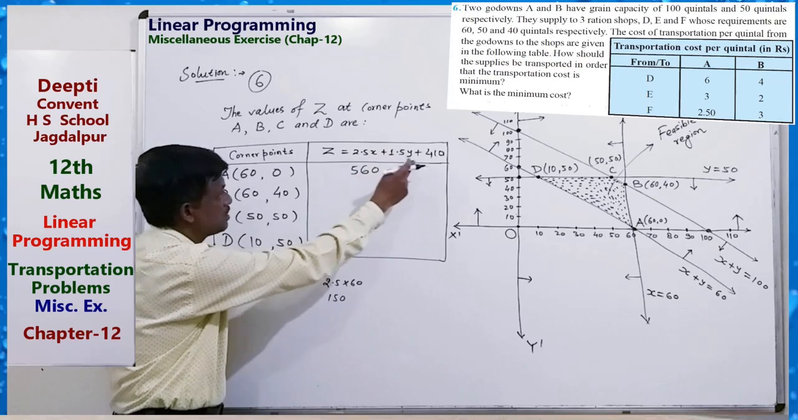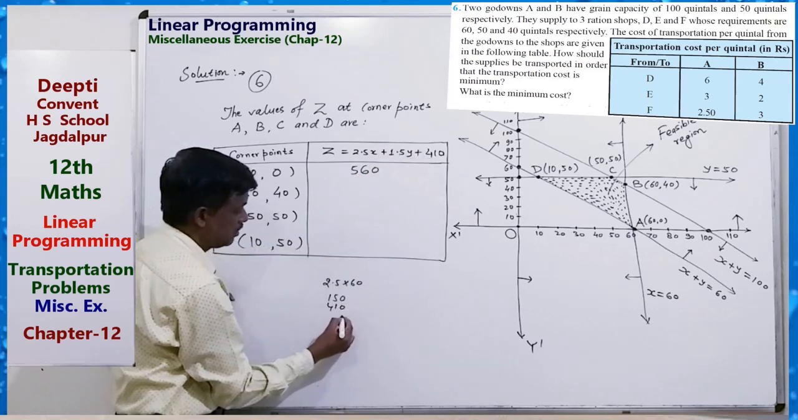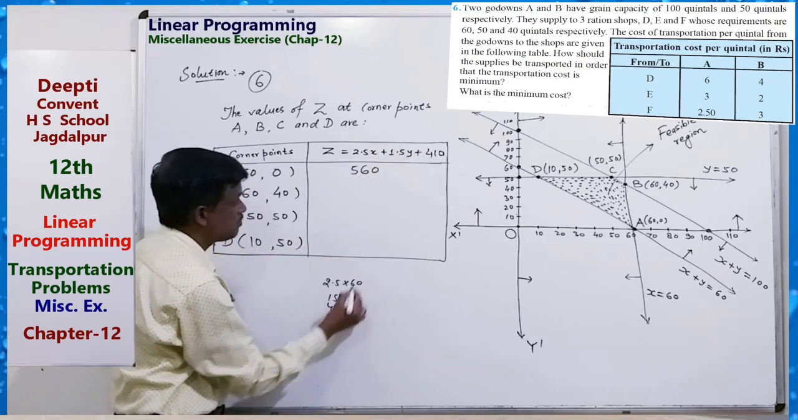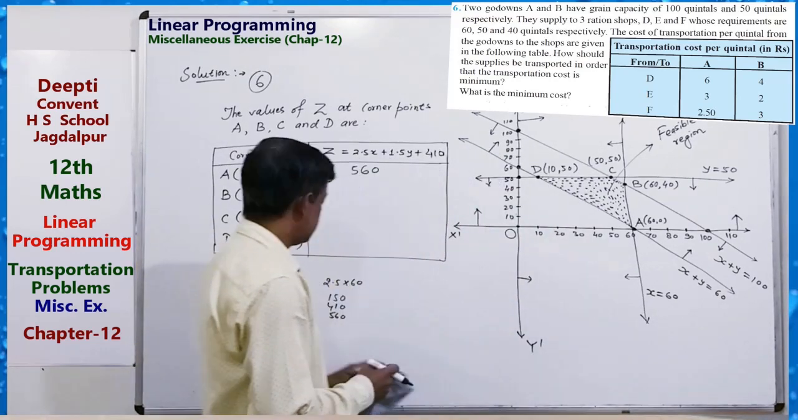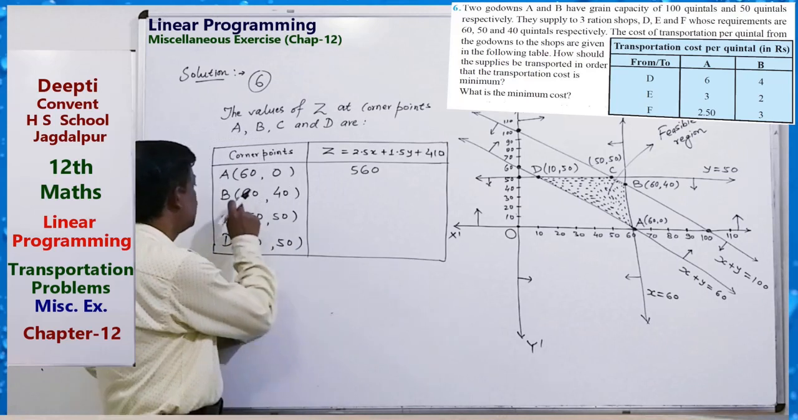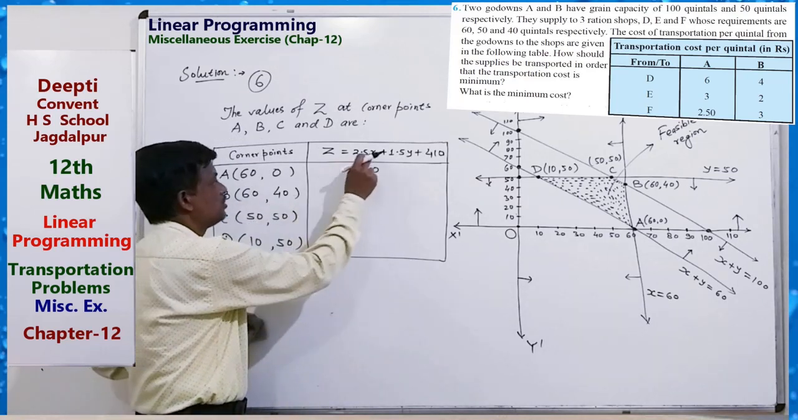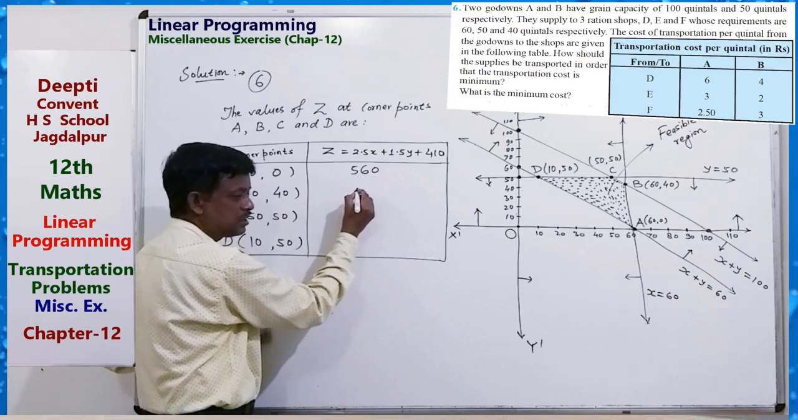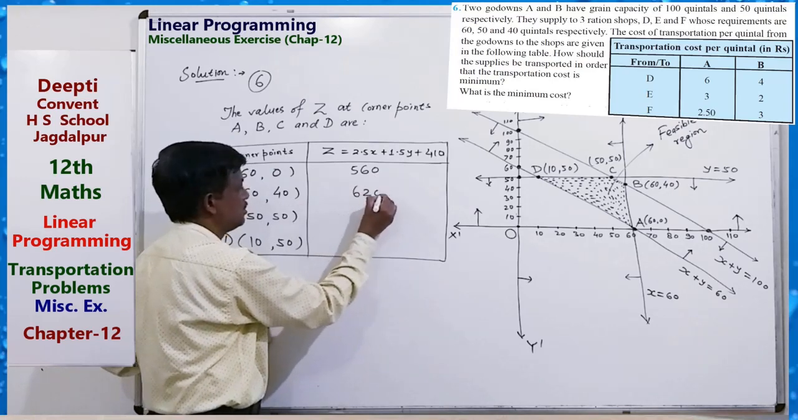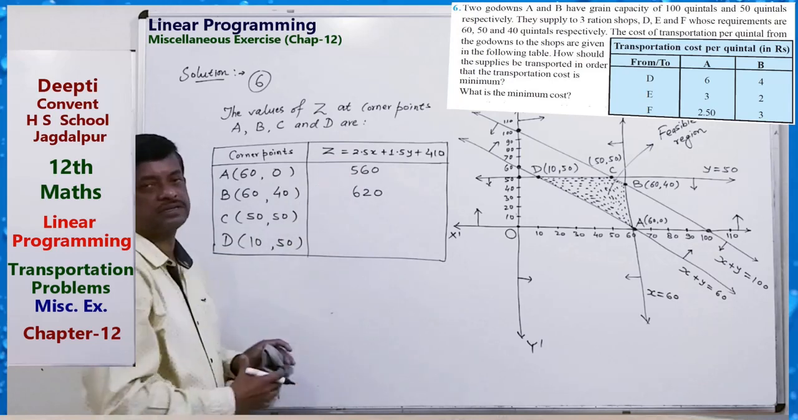150 plus 4, 10, 0, 6, 560. Similarly, just calculate at 60, 40. X equal to 60, y equal to 40. Just put x equal to 60, y equal to 40. So you can get the value here, 620. Then 50, 50. Just at 50, 50.